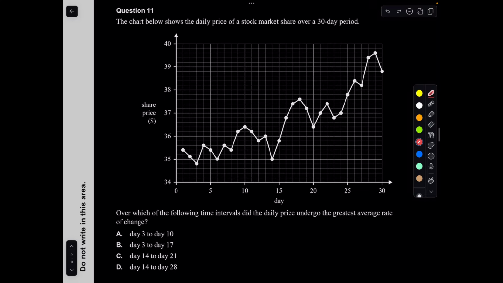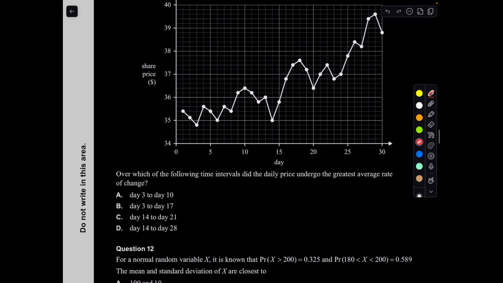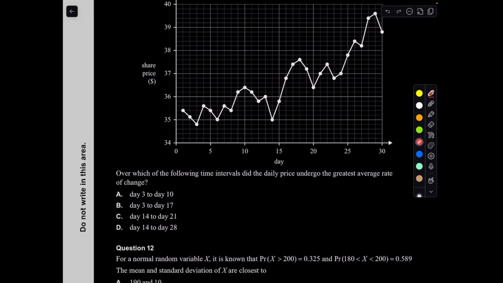It says the chart below shows the daily prices of the stock market shares over a 30-day period. All right, looks nice. Over which of the following time intervals did the daily price undergo the greatest average rate of change? Okay, this is beautiful. Average rate of change. Now, guys, anytime you hear the words average and rate of change, the first thing that should come to your mind is the gradient: y2 minus y1 over, in this case, x2 minus x1. Isn't that correct? So imagine, for example, these 2 points here.